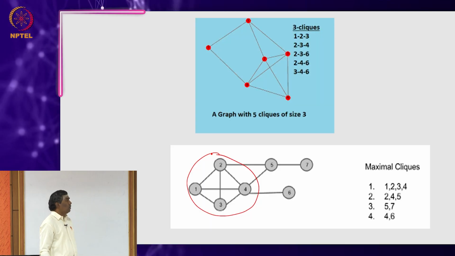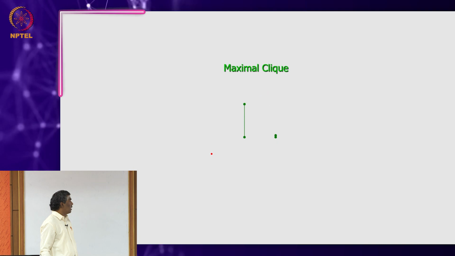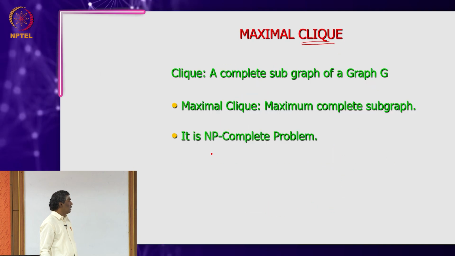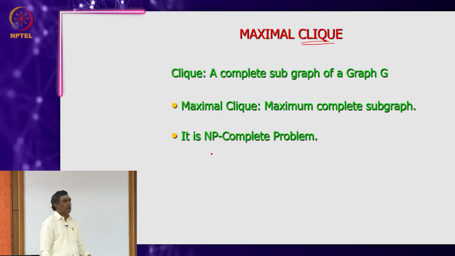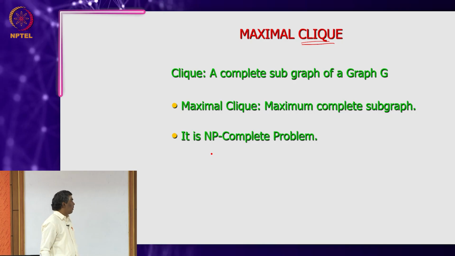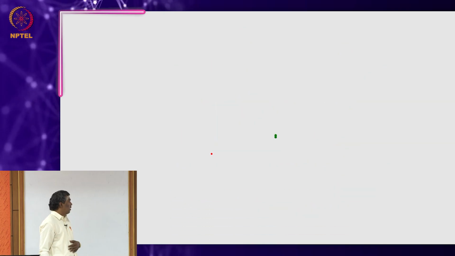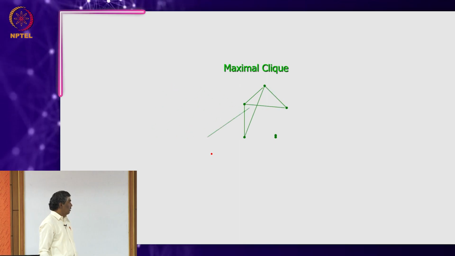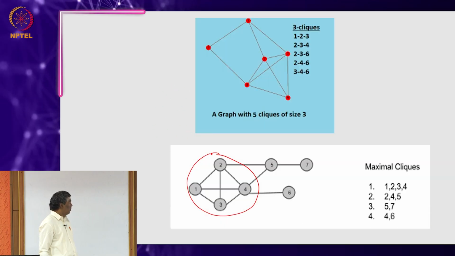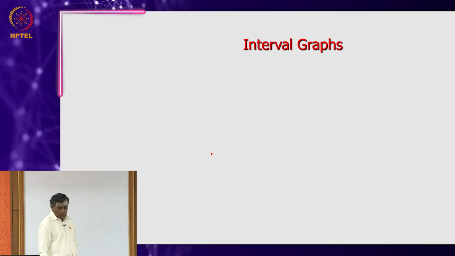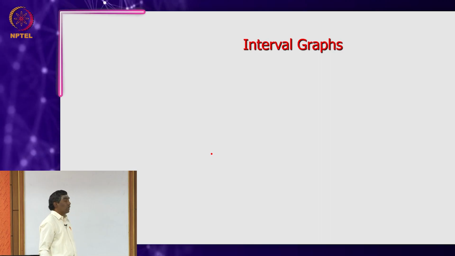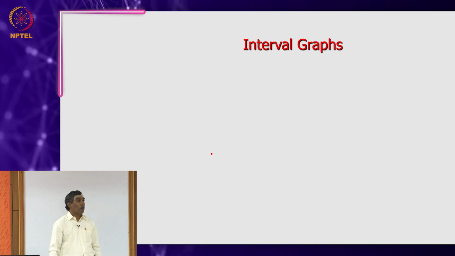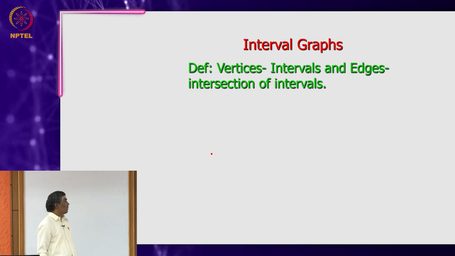As I told, finding this clique is basically one of the hardest problems in computer science. It's NP-complete. But there are some cases. I will just show an example, then we'll go to the clustering. Just interesting. We take an example where you can find a clique number in polynomial time. That we call an interval graph.